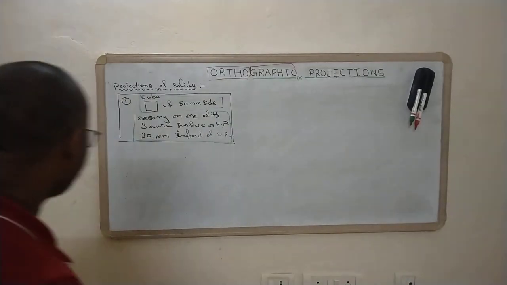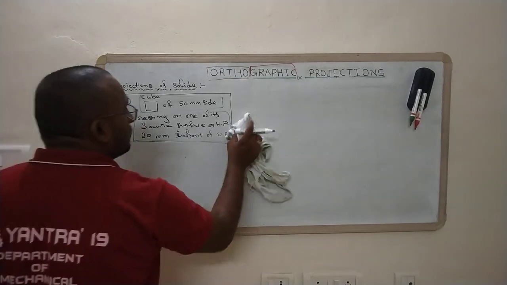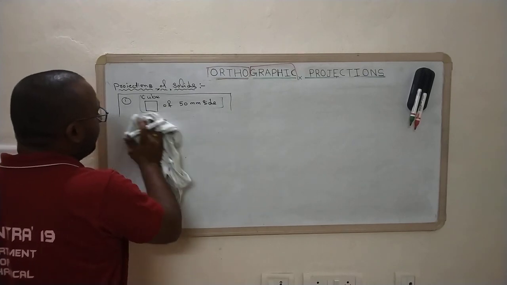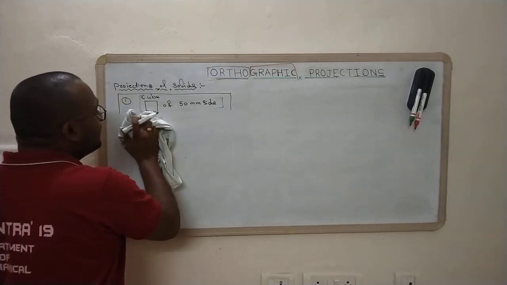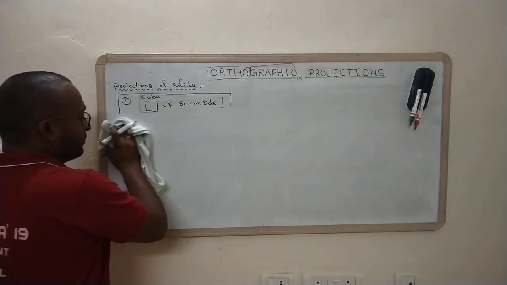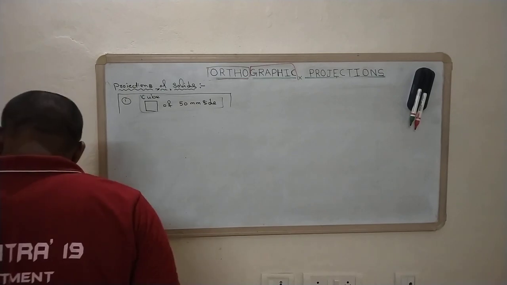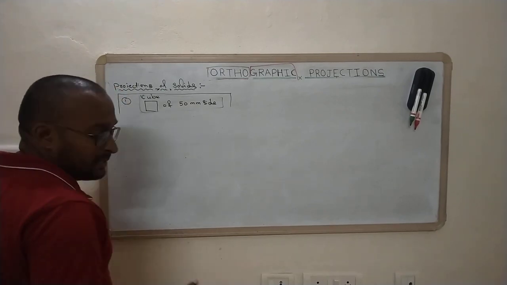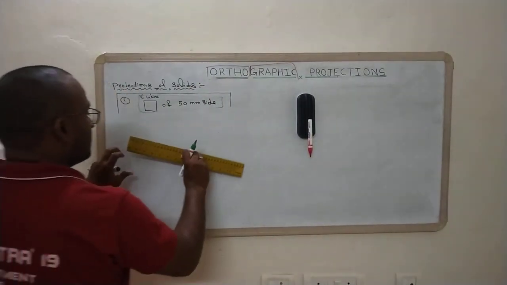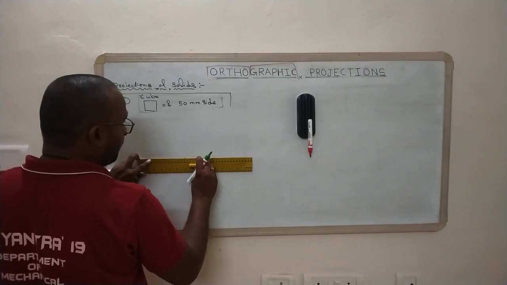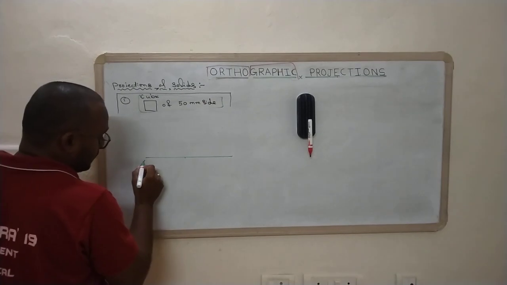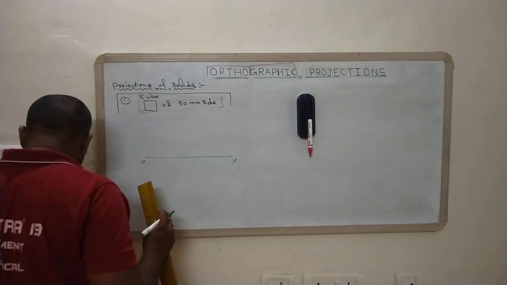Now here we can start with either the front view or the top view, because we know the dimensions of the front view and the top view in the initial position. Sometimes we don't know the dimensions of the front view as well as the top view, but here we know all the views. Let us first start with the XY line. Then draw a 50 mm square.